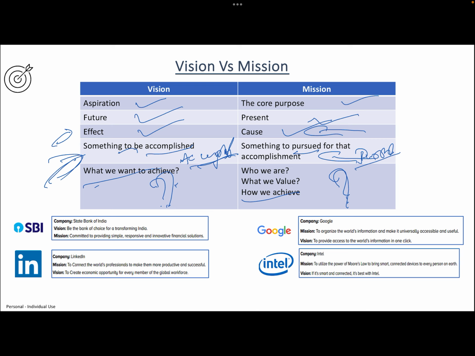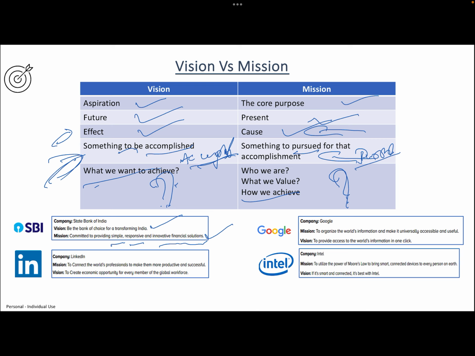Here are a few mission and vision statements of leading companies. SBI. SBI's vision statement is: be the banker of choice for a transforming India. Don't you think it is a very, very positive statement? Be the bank of choice for a transforming India. How are they going to do it? Committed to providing simple, responsive, and innovative financial solutions. This is SBI's mission statement.